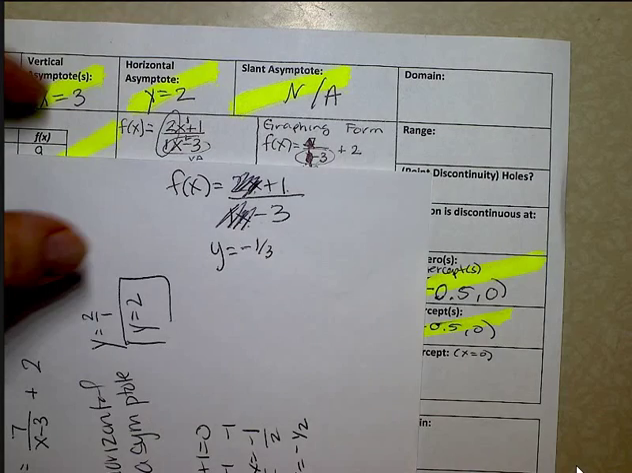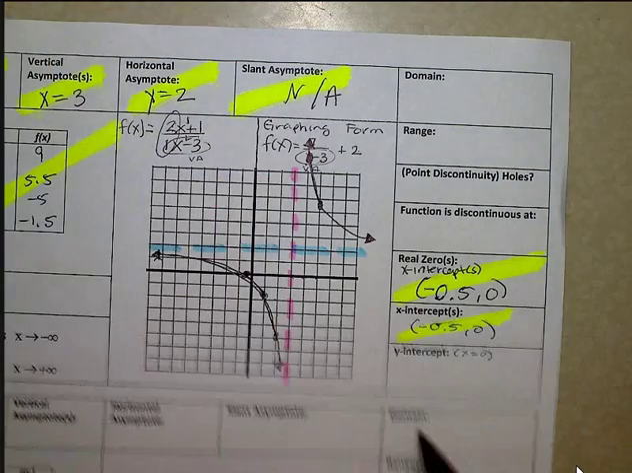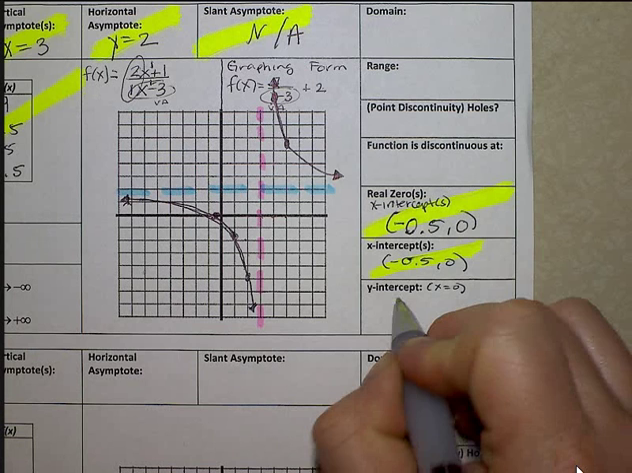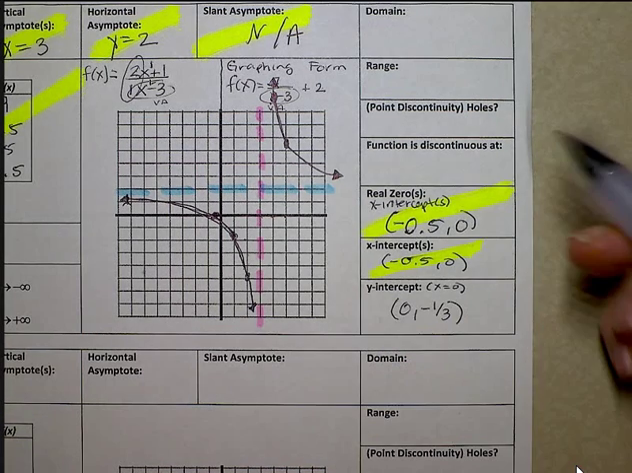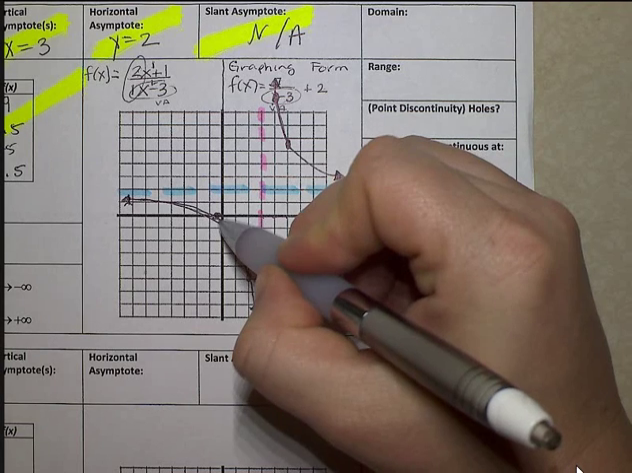Negative 1/3. So I'm going to write it as an ordered pair. When x is 0, y is negative 1/3. Now I want to find that point, 0 and negative 1/3, and make a dot.